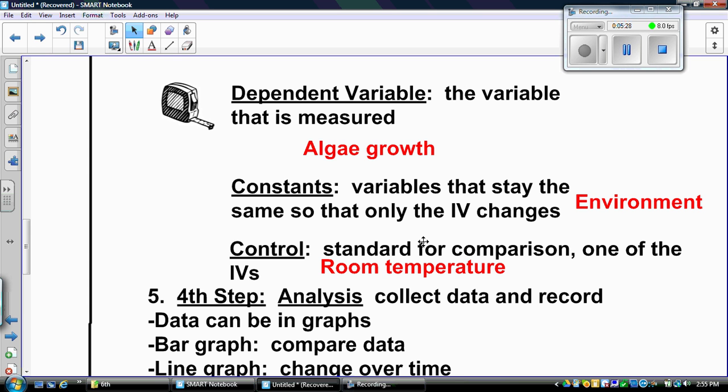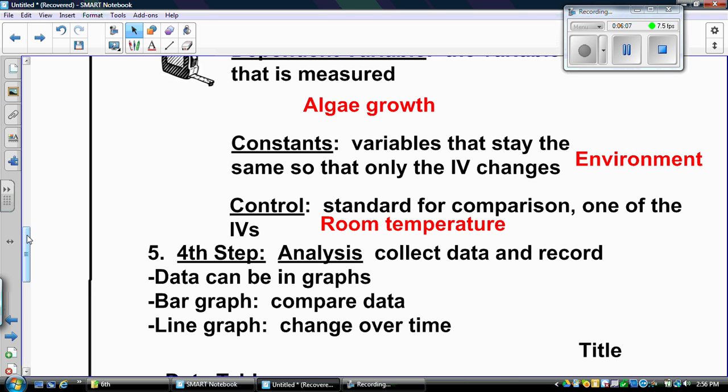Then your control is the standard for comparison. It's one of the independent variables. So if I was going to change temperature, I would grow algae at cold temperatures, room temperature, and warm temperature. The standard rate that most algae grow in, I would say, would be the room temperature. So that is your control. So then you're going to compare, okay, how many algae grow at room temperature? Then you're going to compare, do they grow better in cold temperatures or warm temperatures? You compare those to how many grow at room temperature. So that's what the control is, the standard for comparison. And you're going to get a lot of practice with identifying variables.